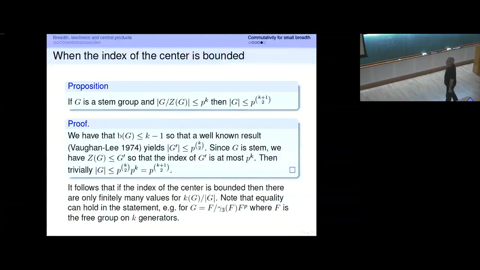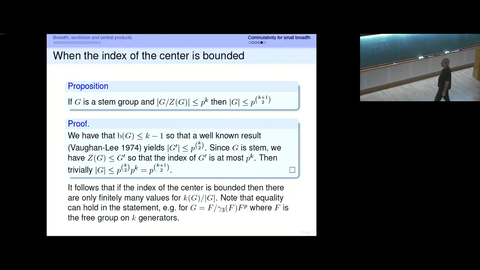So if the order of the group is bounded, then there are only finitely many values for the commutativity, and so this is the ideal situation for us. Okay.